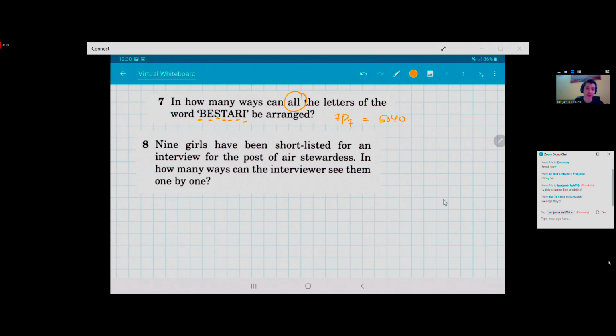Sadly, in today's world, under COVID-19, probably air stewardess is not a good job to want to look for. Okay, anyway, in how many ways can the interviewer see them one by one? Okay, so how many? Kira, berapakah cara these 9 girls can be interviewed one by one?